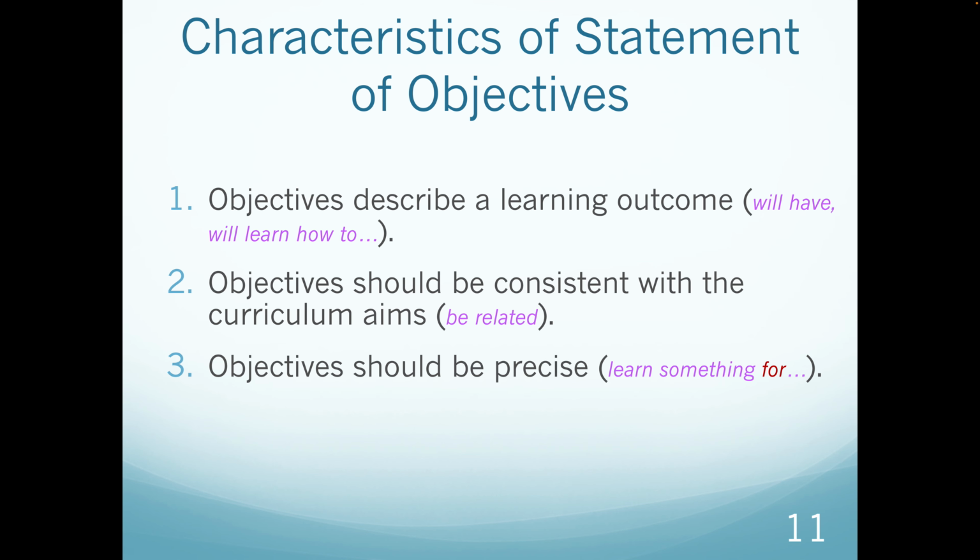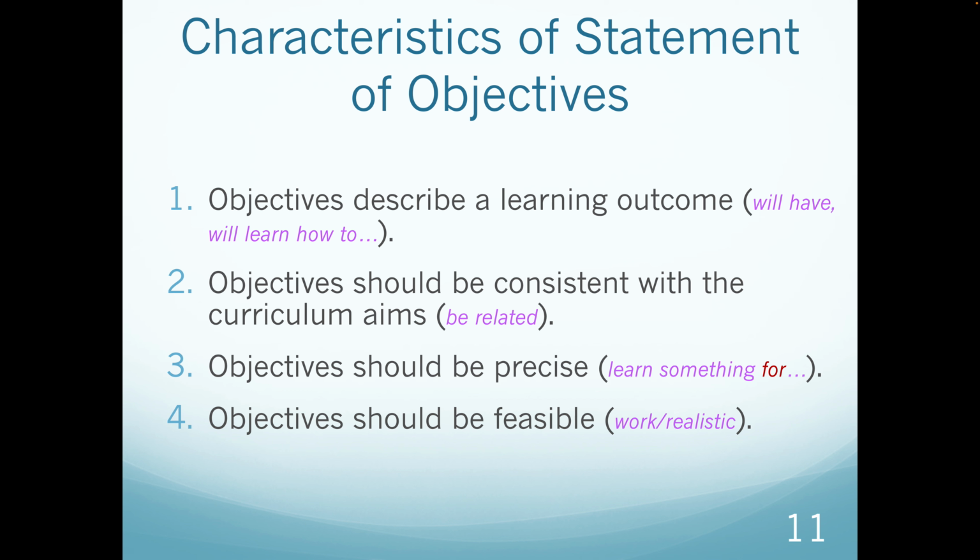And number 3, objectives should be precise. Learn something for the purpose of doing something. Especially in the context of task-based language teaching, we learn something for the performance of a specific task. Even for EAP or ESP, we are not learning something disconnected from a specific objective or purpose, right? There's a particular purpose behind it. And number 4, objectives should be feasible. It has to be realistic. Hence the need to have a review process to see whether the objectives are a little bit too high and have to be adjusted at some point.